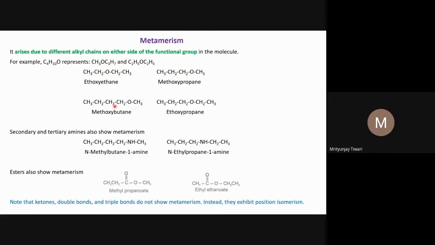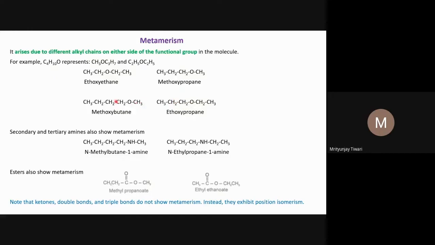Another example: CH3 CH2 CH2 CH2 O CH3. And this O, what is it? In this case, this oxygen atom is between this carbon and this carbon atom. In the other structure, this oxygen atom is between this and this carbon atom. So these are different compounds. Even if you bring this oxygen atom here between these two carbon atoms, it will give the same compound as this one. So that is not a different compound, so it will not be an isomer.